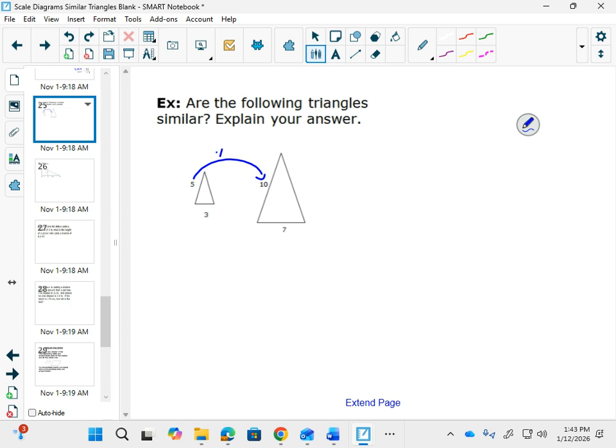If I multiply this by 2, for sure, I'd get to 10. What if I take 3 and multiply it by 2? That should be 6. And it's not 6. So these triangles are not similar. You're not wrong, they're still triangles, but they are not similar. Because if they were similar, they would have to be a scale factor by 2 for both of them, and 3 times 2 is not 7.